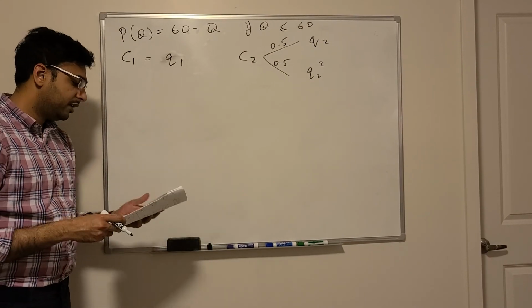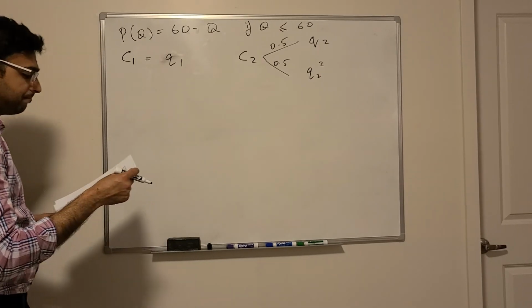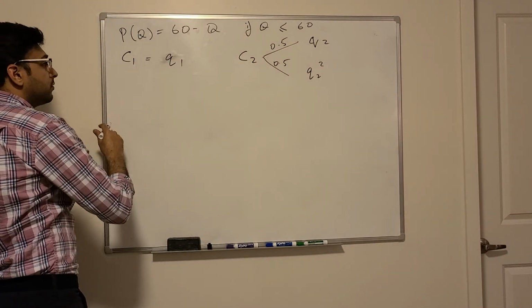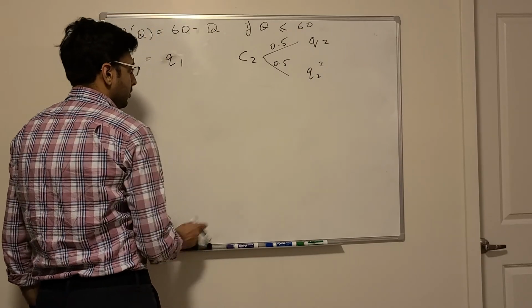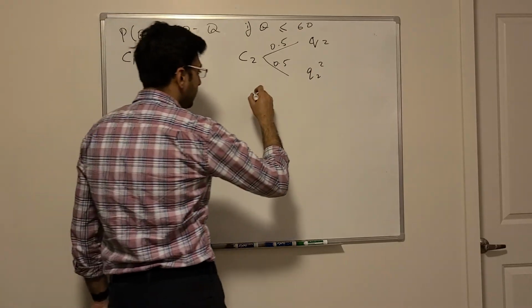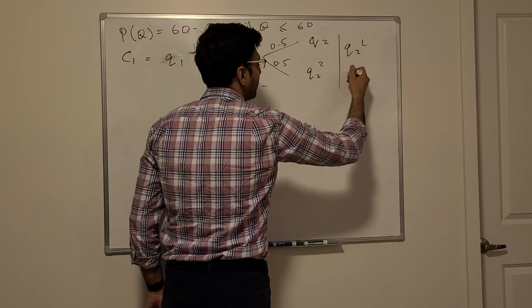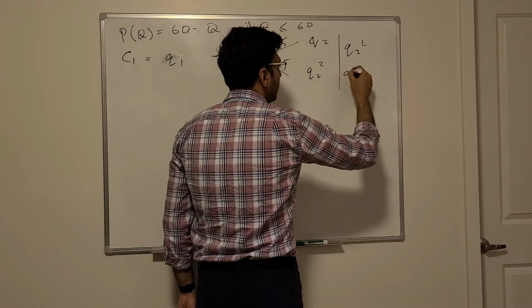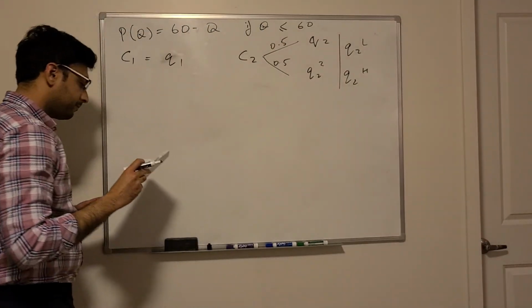The first part is write out the profit function for firm 1. So I'm going to call the quantity that firm 2 chooses in its low cost state Q2L, and the quantity that firm 2 chooses in the high cost state Q2H.